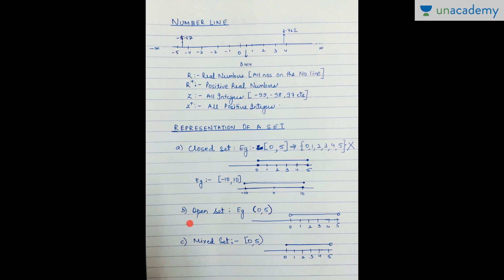Then there is the open set 0 to 5. So these are curved brackets. When you indicate this on a number line, this represents that 0 and 5 are not inclusive. That means all the numbers between 0 and 5, not including 0 and 5. Then there is a mixed set, and you can understand this. This will include 0 but not 5.